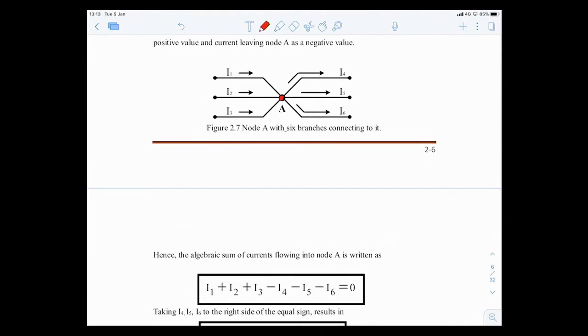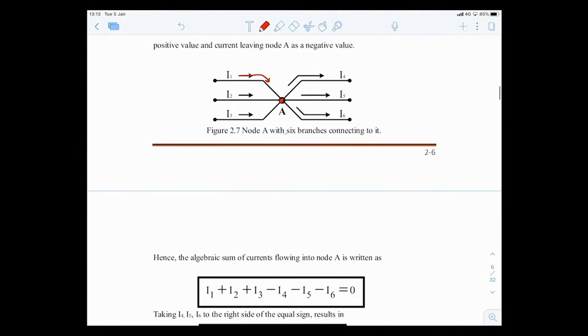I1 flows into the node, so happy feeling, like money flowing into your pocket. So positive I1. I2 is also entering, so positive I2. I3 is also entering, so positive I3. Then I4, but the current is leaving the node, like money flying out, so negative feeling, so minus I4.